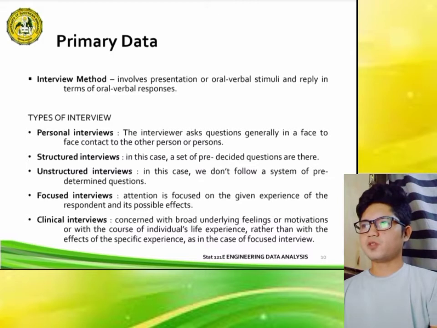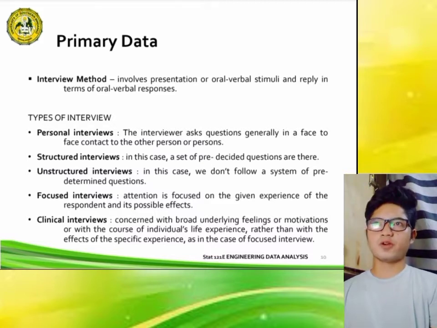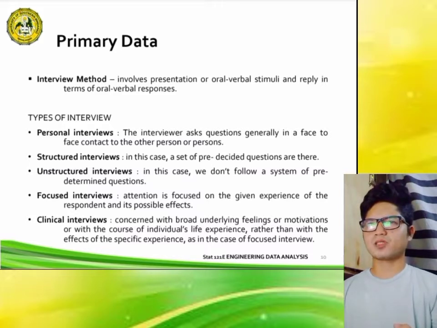Okay, so the fourth one is we have focus interview. Attention is focused on the given experience of the respondent and its possible effects. So example nito, for example, naka-join siya ng Palarong Pambansa. So athlete daw siya. And then ang interview niya is about sa experience niya doon. So naka-focus yung interview niya sa pag-join niya doon. So hindi about sa background niya, kundi ano yung mga experiences niya doon sa isang event.